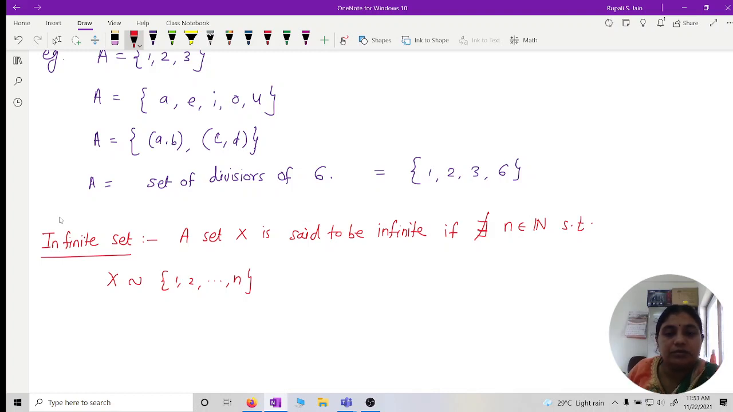For example, can you tell me any infinite set? The set of natural numbers. The set of natural numbers is also infinite, right? The set of positive integers, or I can write it as R plus, Z plus.